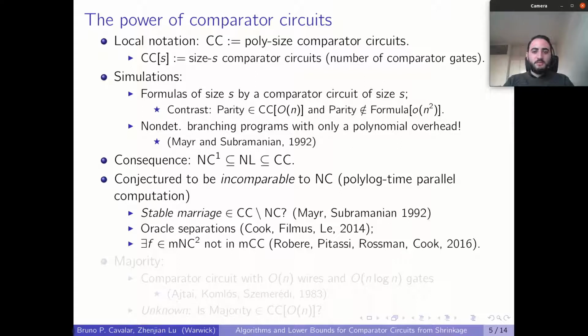This conjecture of incomparability is also supported by oracle separations that were recently proved by Cook, Filmus, and Lee in 2014, and also by a recent work of Robere, Pitassi, Rossman, and Cook in 2016, who showed that there exists a function in monotone NC2 which cannot be computed by monotone comparator circuits. Okay, so there is a separation in the monotone world.